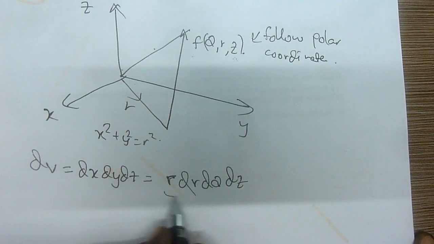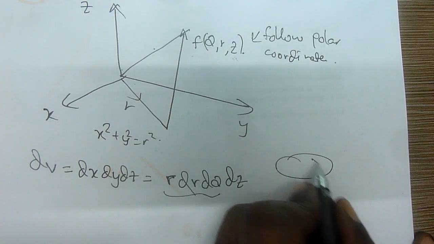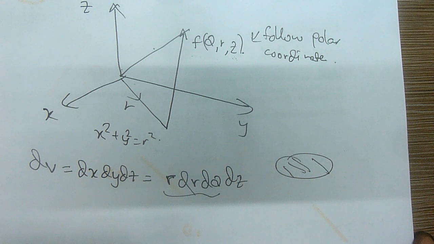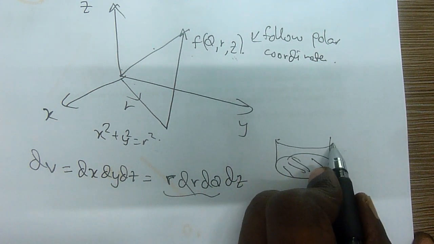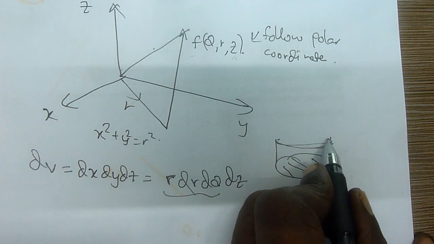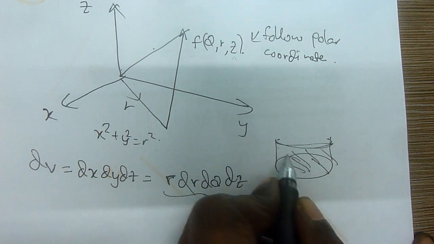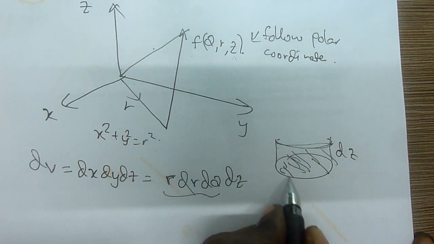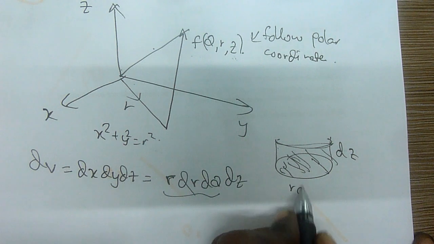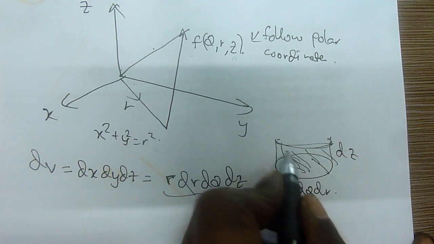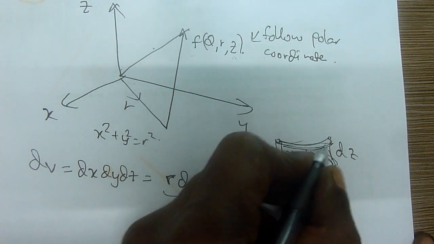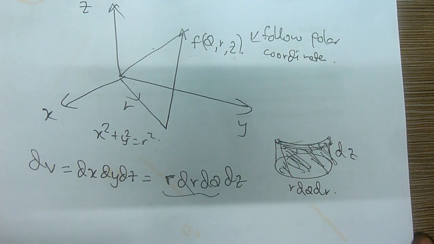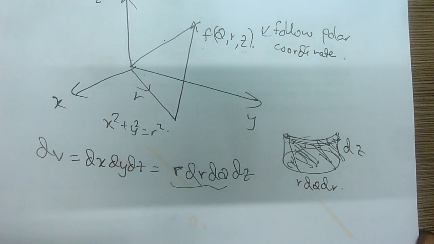Again, I repeat, this portion is the circle, polar, and we just pulled up this dz. The dz actually plays the role here. And this one is polar, r d theta dr. We use polar and we use this one in the calculation. Then you can see the cylinder formation.